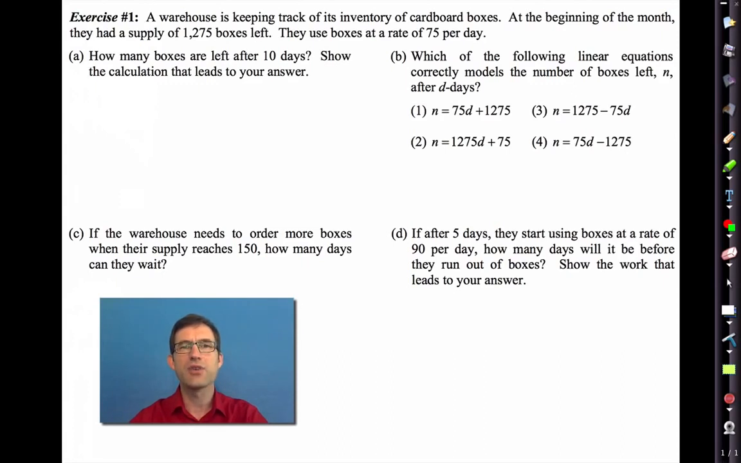A warehouse is keeping track of its inventory of cardboard boxes. At the beginning of the month, they had a supply of 1,275 boxes left. Okay, so that's what they're starting with. And they use boxes at a rate of 75 per day. Letter A asks, how many boxes are left after 10 days? Show the calculation that leads to your answer. Pause the video now, think about this, and see if you can come up with an answer.